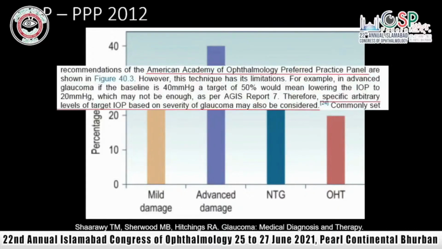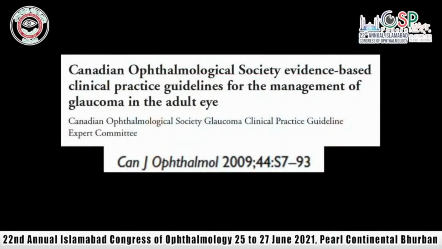But the problem with this is that if a patient has advanced glaucoma and the pressure is 40, if you aim for a 40% reduction or even a 50% reduction, it comes down to 20 millimeters of mercury, which is not sufficient. It should be much lower than that. Therefore, there are other guidelines, like the Canadian guidelines. I follow these guidelines, the Canadian guidelines.